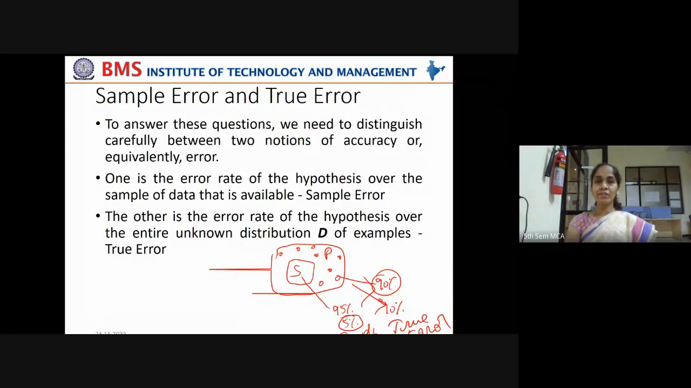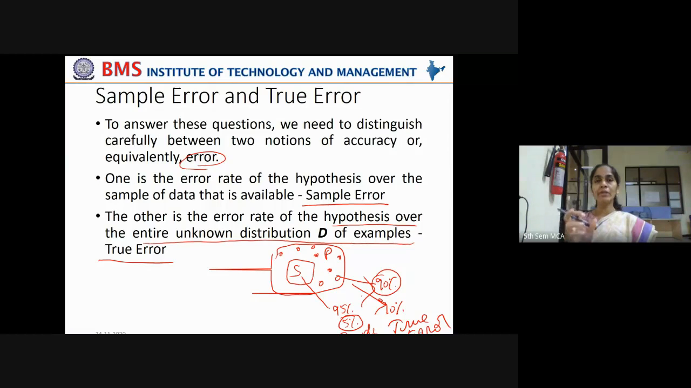Now, to answer these questions, we need to distinguish carefully between two notions of accuracy or equivalently error. What are those two notions? Sample error and true error. Sample error is the error rate of the hypothesis over the sample of data that is available for training the machine learning model. And what is true error? It is the error rate of the hypothesis over the entire unknown distribution D of examples. It is drawn from the part which the machine learning model hasn't seen, means it is drawn outside the sample which is actually used to train the model.